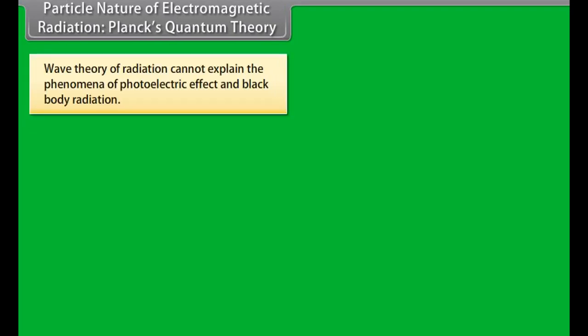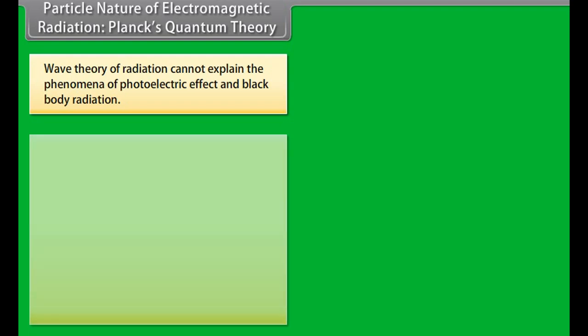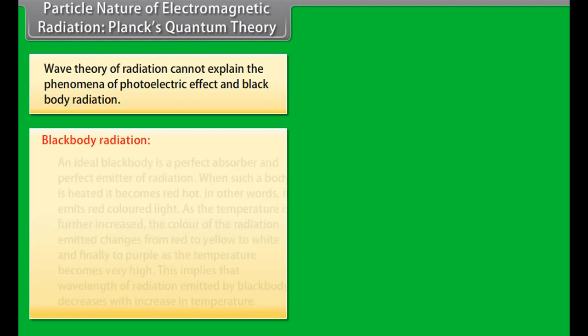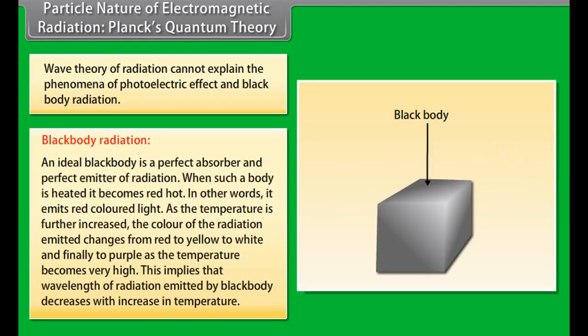Particle nature of electromagnetic radiation. Planck's quantum theory. Wave theory of radiation cannot explain the phenomena of photoelectric effect and black body radiation. Black body radiation. An ideal black body is a perfect absorber and perfect emitter of radiation. When such a body is heated, it becomes red hot. In other words, it emits red-colored light.